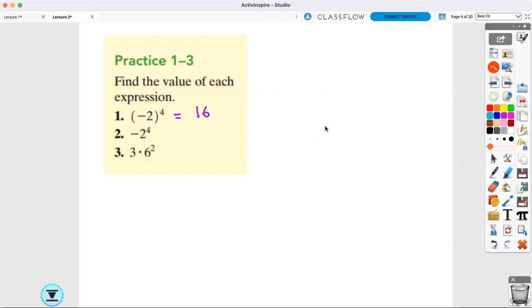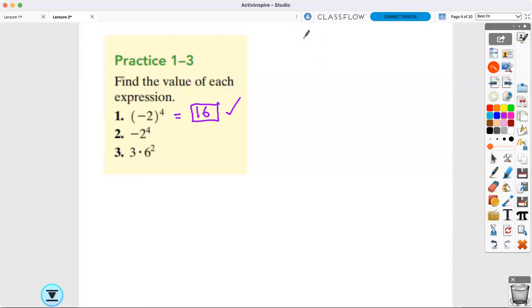Did other people get a different answer, since no one's agreeing? Okay, there you go. If you got a positive 16 for number 1, you are correct. Would anyone like me to work out number 1?